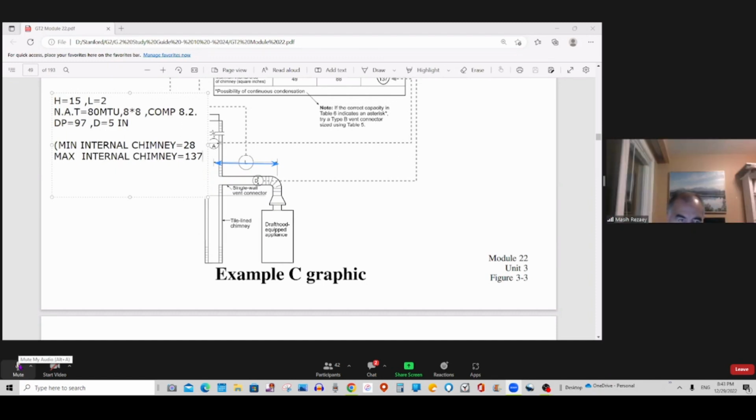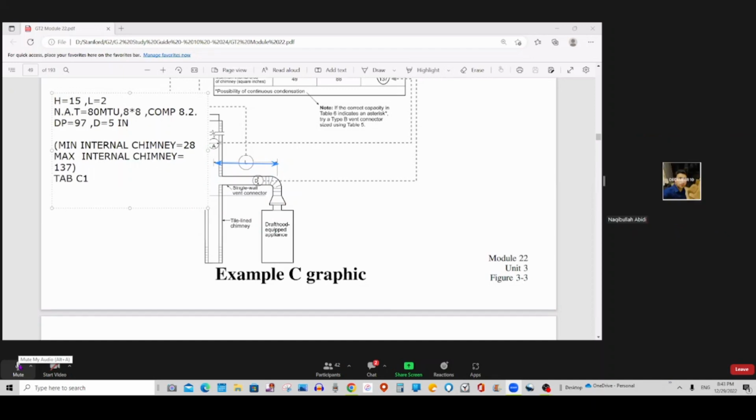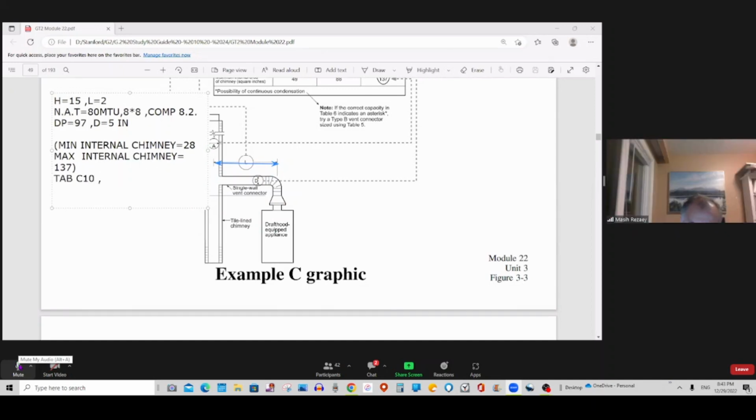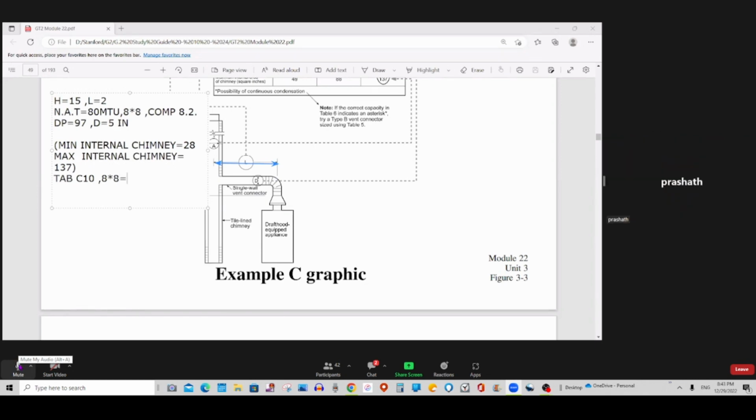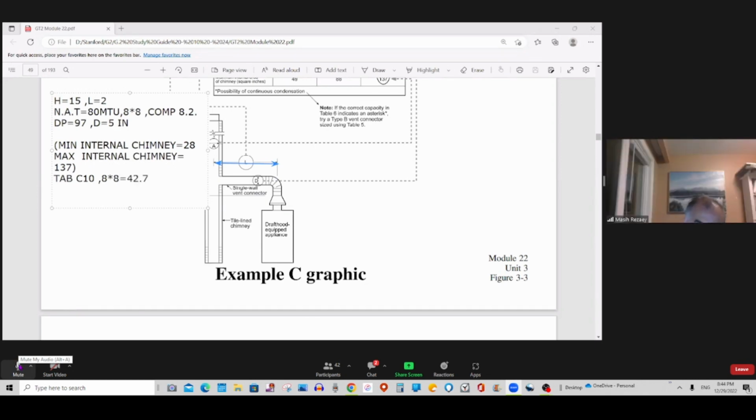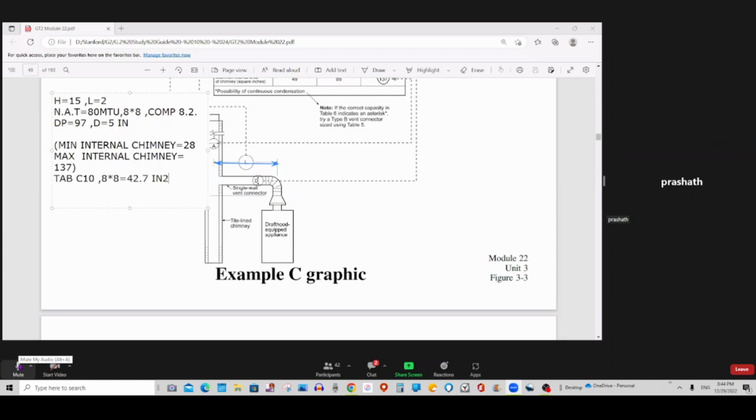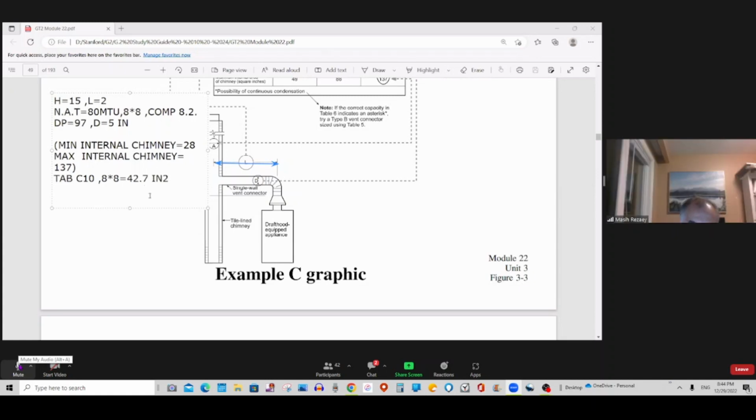And now you go to table C10. 8 by 8 equal how much? 42.7. You see that, everybody? Yes, sir. Internal. Now, this 42.7, the first condition. For chimney, we have two conditions.